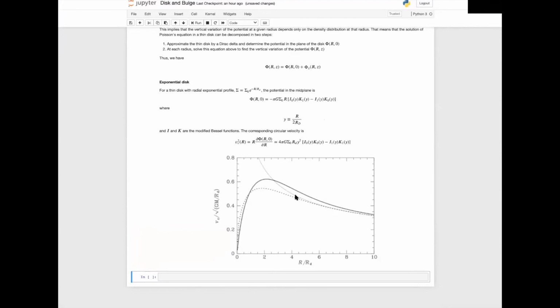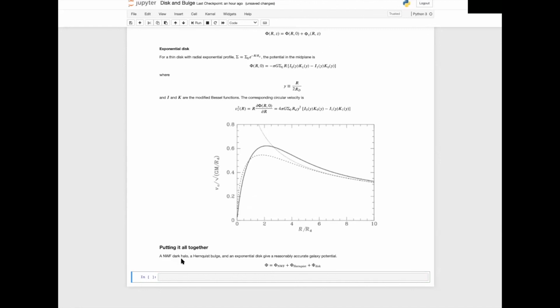That's the one with the full line here. The dotted curve here is the potential of a point mass with the same mass as the disk. And the dashed line is the potential of a spherical body for which the mass at each radius is the same as the mass inside the radius for the disk.